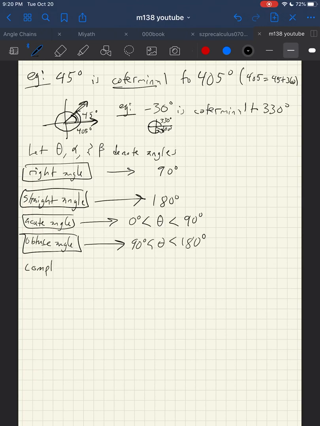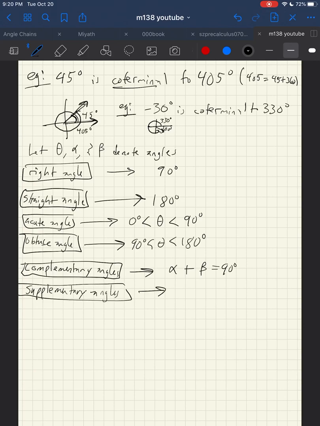And the last two are complementary angles. I just don't know how to make a Y. Or when we have alpha plus beta equals 90 degrees. And supplementary angles. Or when we have alpha plus beta equals 180 degrees. Okay, so here, this angle plus this angle is 90 degrees, so those are complementary angles. Here, this angle plus this angle are supplementary angles because this whole total is 180 degrees. Okay, so let's do a quick example.